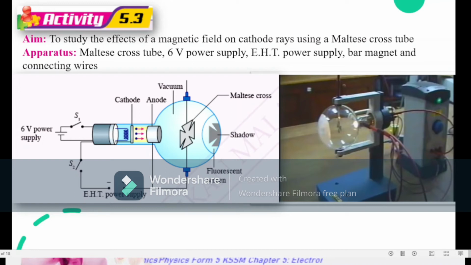In this activity, we want to discuss how cathode rays is affected by magnetic field, which is what happens to the cathode rays when we bring a bar magnet towards the vacuum tube. Watch this video.